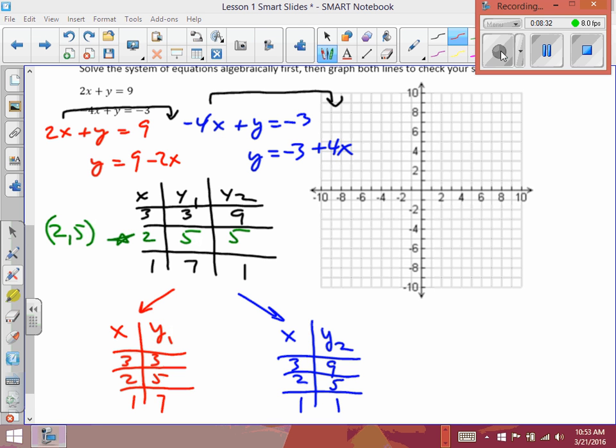3, 3, where are you? 3, 3. 2, 5, 2, 5. It is true, check me, only need 2 dots. Because your table has 3, go ahead and put in the third one. 1, 7, where are you? 1, 7.